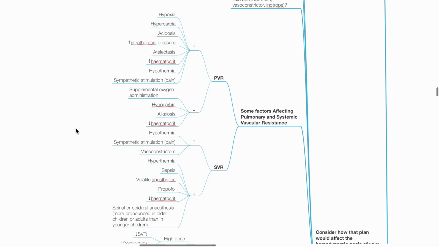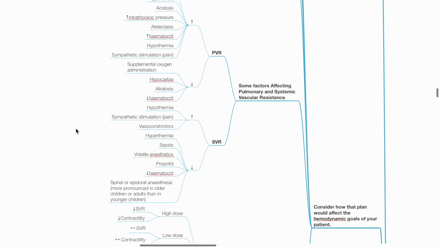This is a list of some factors affecting PVR and SVR. PVR increases with hypoxia, hypercarbia, acidosis, increased intrathoracic pressure, atelectasis, increased hematocrit, hypothermia, and sympathetic stimulation. PVR reduces with supplemental oxygen administration, hypocarbia, alkalosis, and reduced hematocrit. SVR increases with hypothermia, sympathetic stimulation, and vasoconstrictors. SVR reduces with hypothermia, sepsis, volatile anesthetics, propofol, reduced hematocrit, spinal or epidural anesthesia.